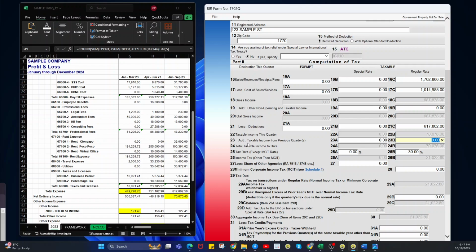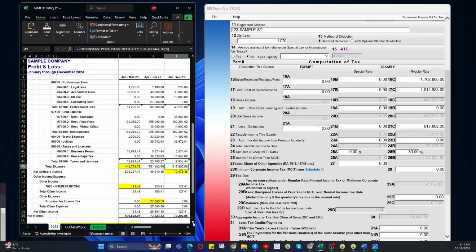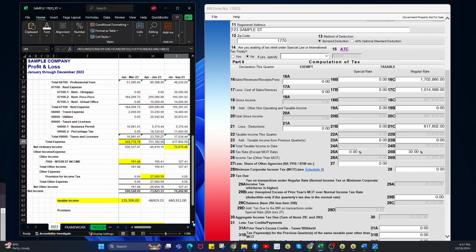Line 23, sabi niya, add previous quarter's taxable income. Sa taxable income ng previous quarter, paano natin malaman yan? Hindi naman natin ginawa yung first and second, right? Kasi third quarter tayo. So, what you'll do is, tingnan mo, okay, dito kasi sa first quarter na to, binayaran niya raw 27,060.59. Kung mag-work back ka, kung binayaran niya 27,060.59 at ang tax rate is 20%, divide mo siya ng 0.2. So, ito ang taxable income ng first quarter.